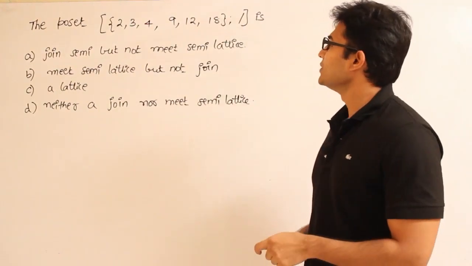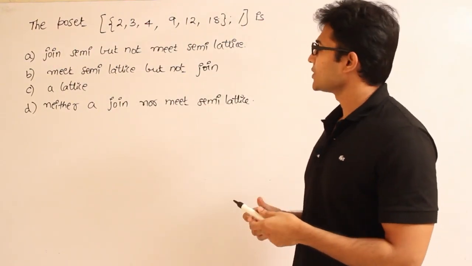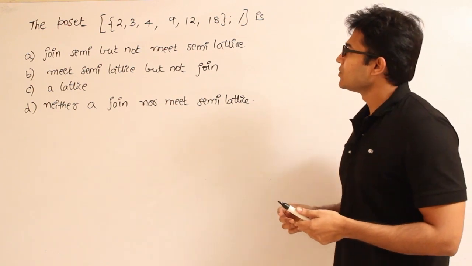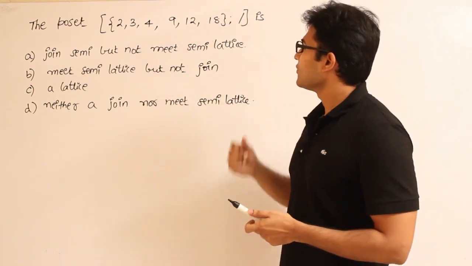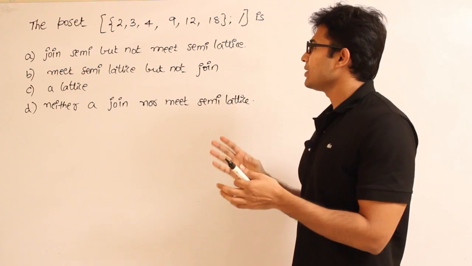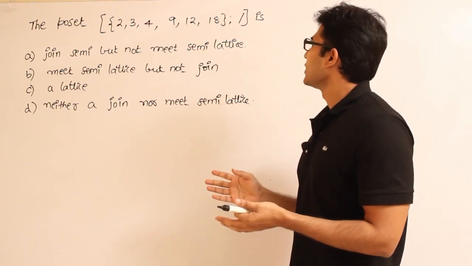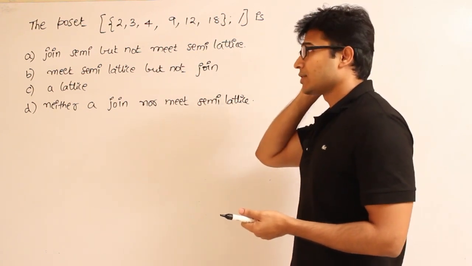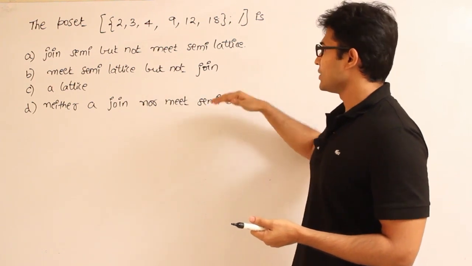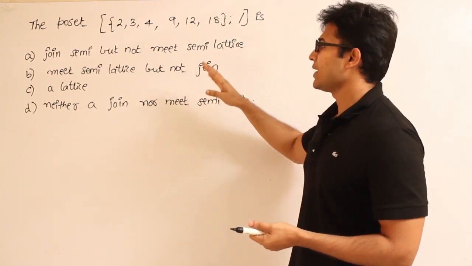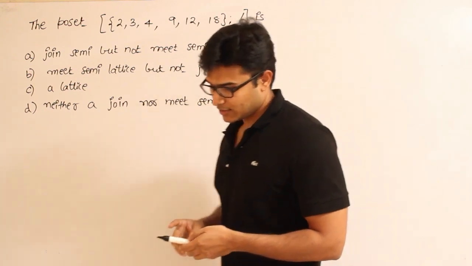Now let's try to see this question. Such kind of questions will be asked in GATE. So they have given a set and the relation defined on it is divides, and entirely it is a poset, right? And now they are asking us to find out whether it is join or meet or lattice or none of this. That is what they are asking.